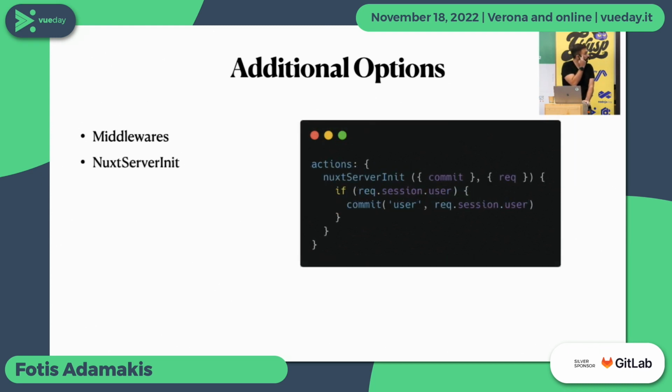And the last hook is the Nuxt server init. This is a special hook that runs once during server-side initialization. This is a good place to fetch data that needs to be available during the whole application, like configuration, feature toggles, authentication info, etc.